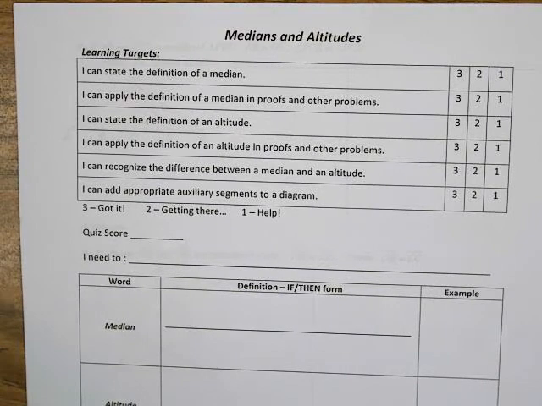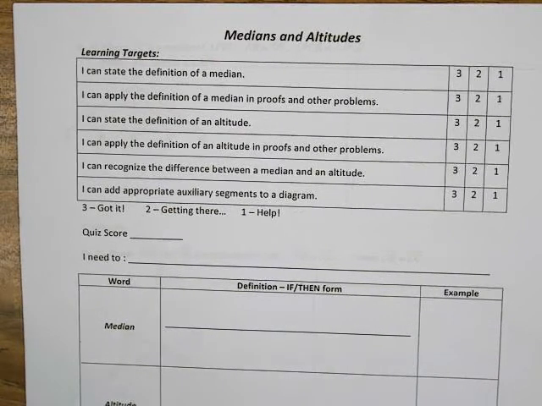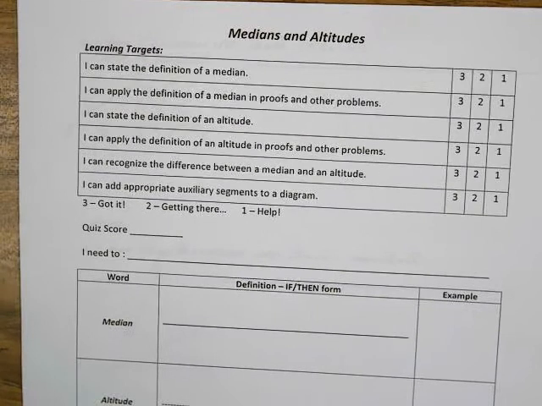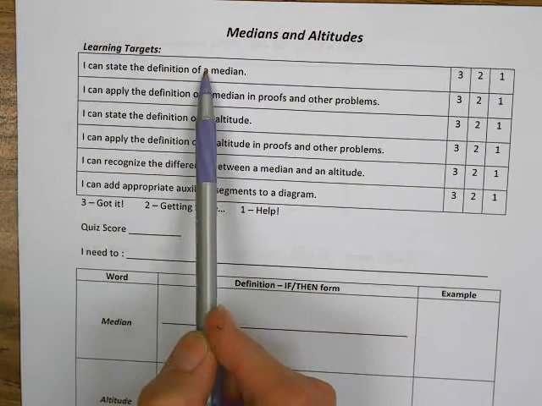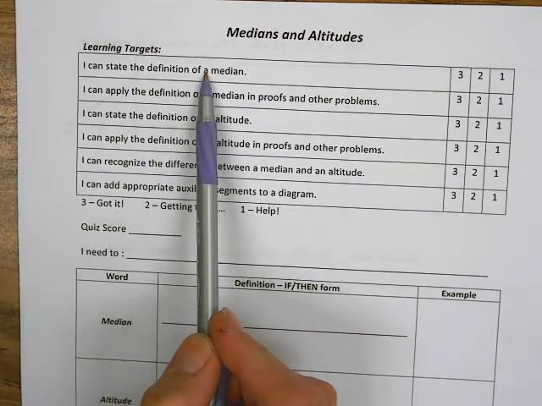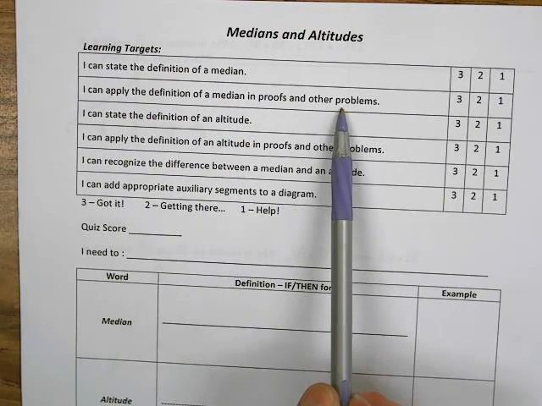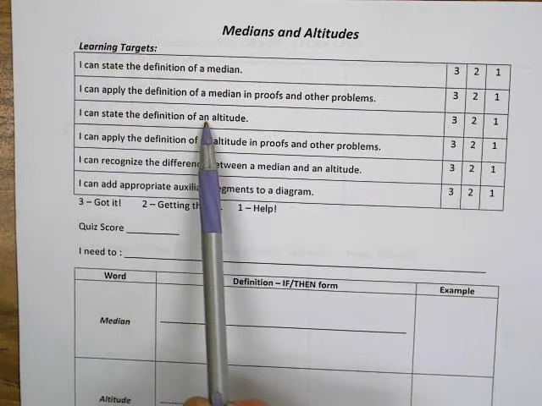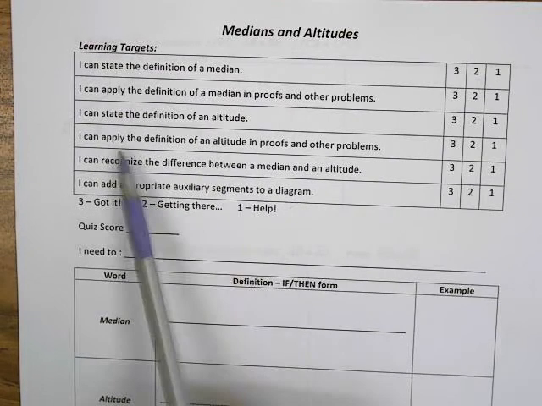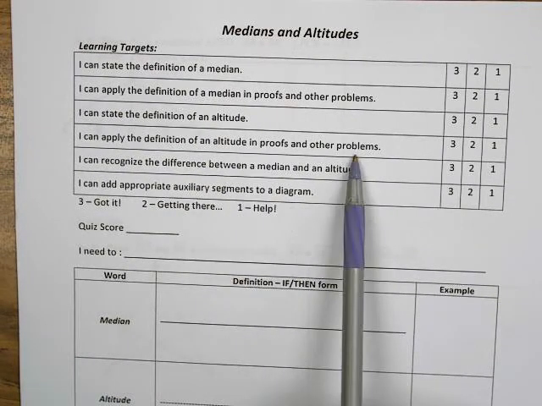Okay, this lesson is on medians and altitudes. You can see by our learning targets, I can state the definition of a median. So we're going to have some new definitions, and then basically I can apply it in proofs and to solve other kinds of problems. Same thing with an altitude. I can state the definition and use it in proofs and other problems.